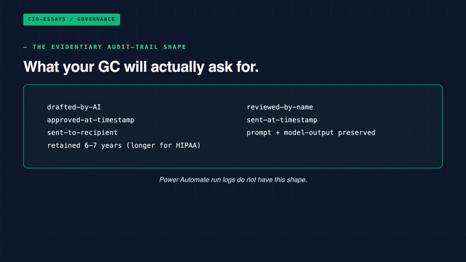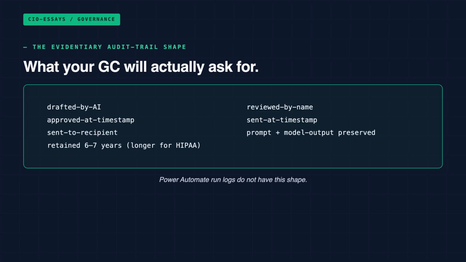The audit trail, required for AI-related compliance review, has a specific shape. Drafted by AI, reviewed by name, approved at timestamp, sent at timestamp, sent to recipient, prompt and model output preserved. Decision retained for the statutory window, usually 6 to 7 years, longer in HIPAA contexts. Power Automate's run logs do not have this shape.